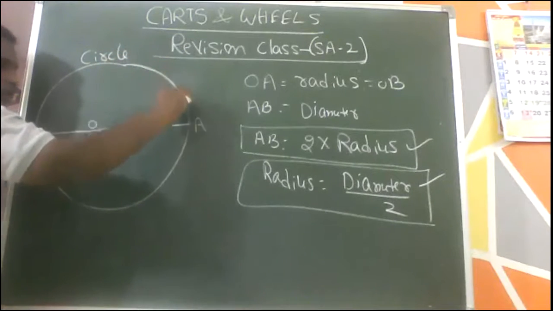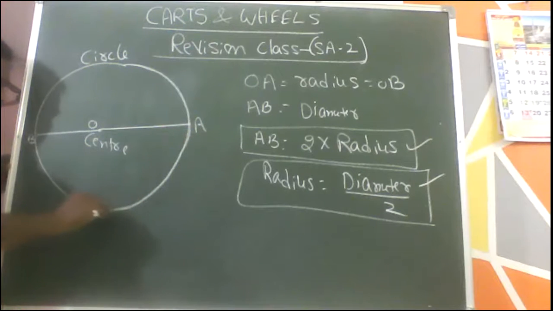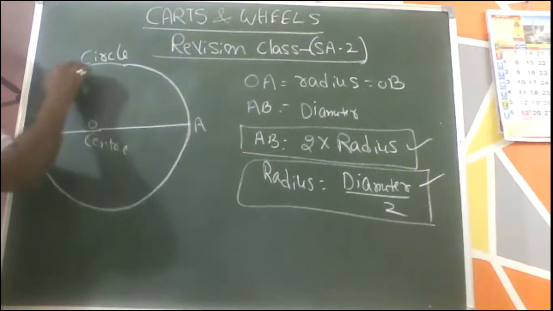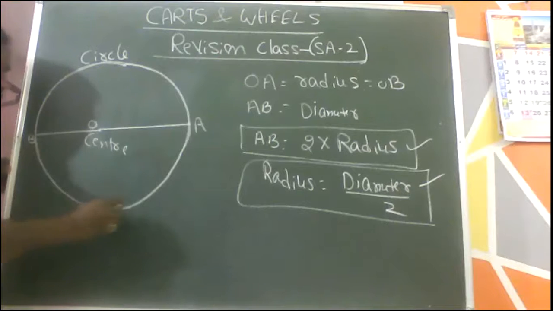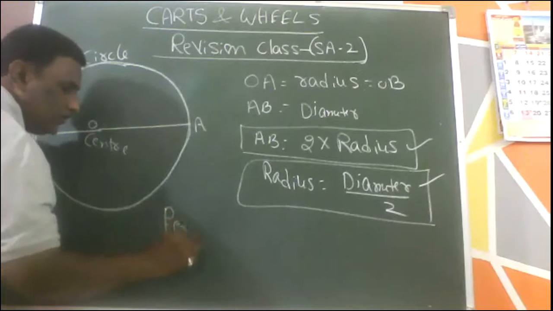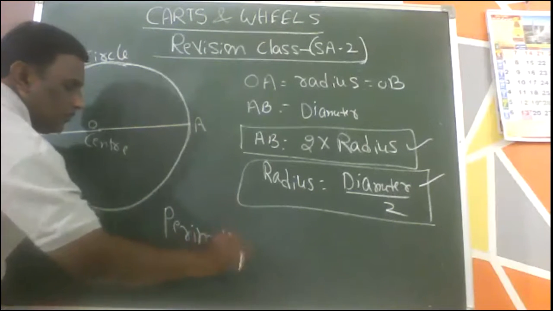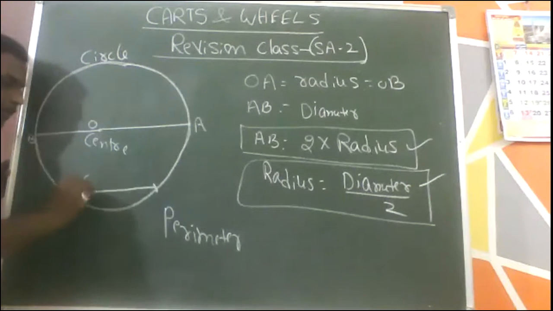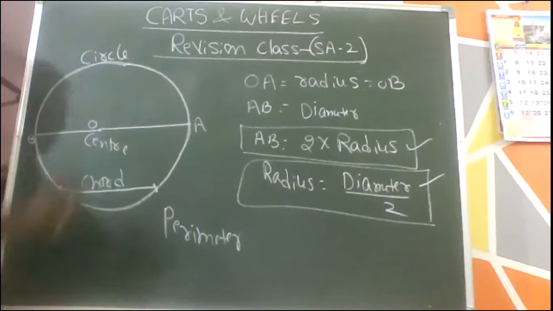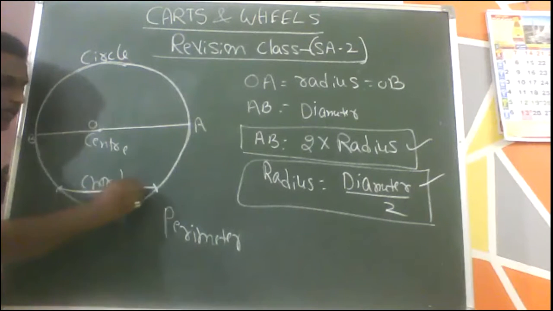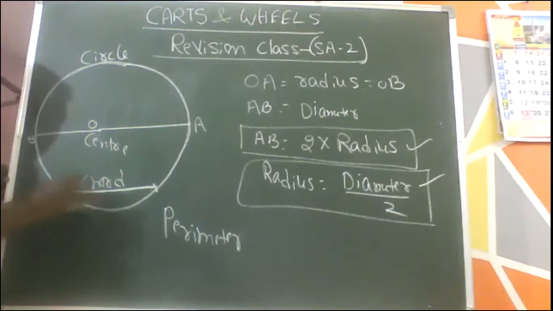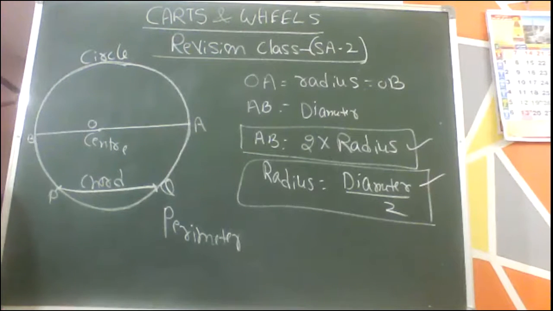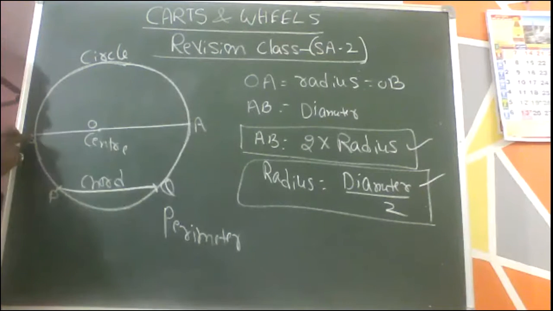This boundary is there, no? Recently we did speeds and controls. This boundary of the circle is called the perimeter. On the perimeter, if you take any 2 points and join them with a line, that is called a chord of the circle. PQ is called a chord of the circle. Radius, this is the diameter, center, and this is the chord of the circle.